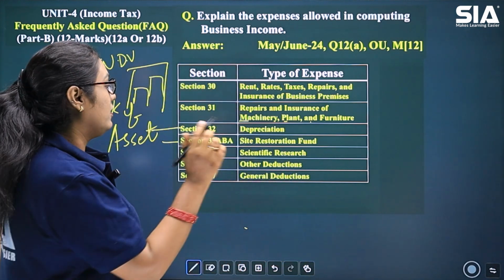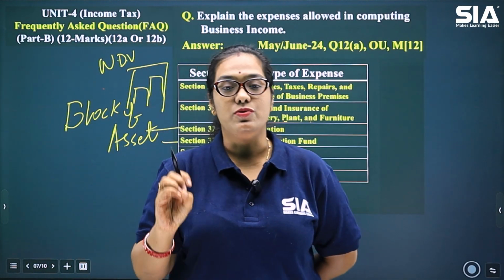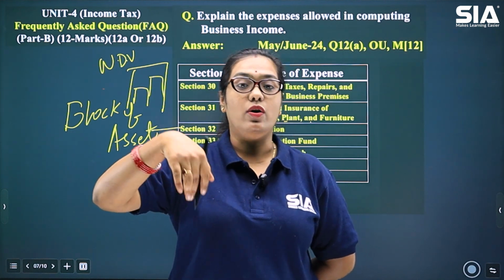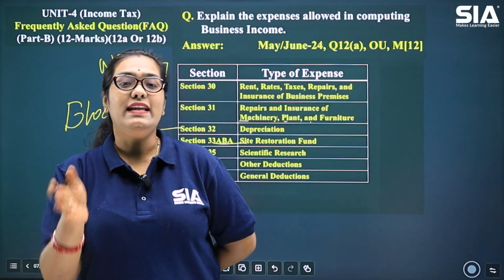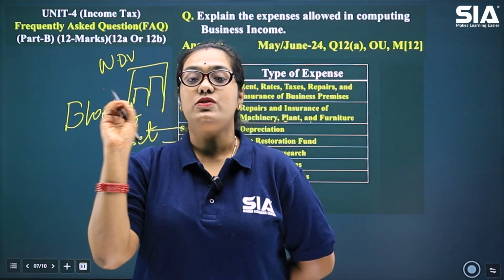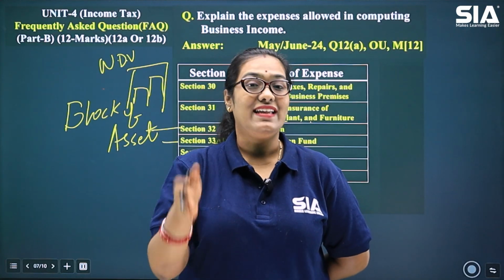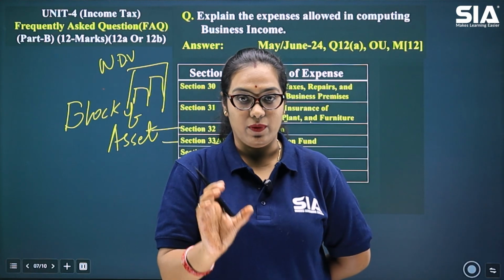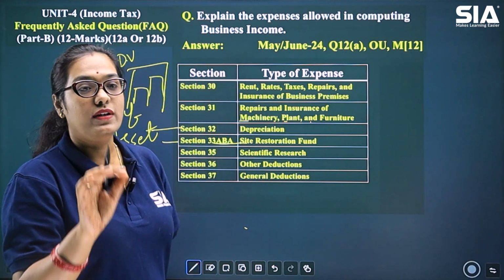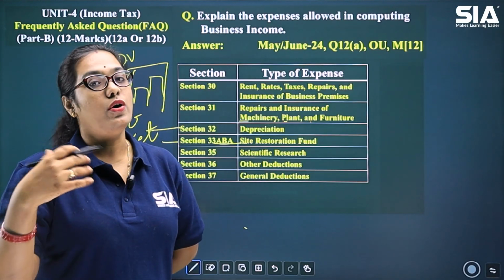And for this site restoration fund, the amount that is there is used for any kind of restoration of that gas site or the natural oil extraction site. Any repairs, for that purpose this site restoration fund is used. So any expenses that are involved for the purpose of the site restoration fund can be claimed as deduction. So this is under section 33. This is a specific case of only those extractive industries which deal with gas extraction or oil extraction.